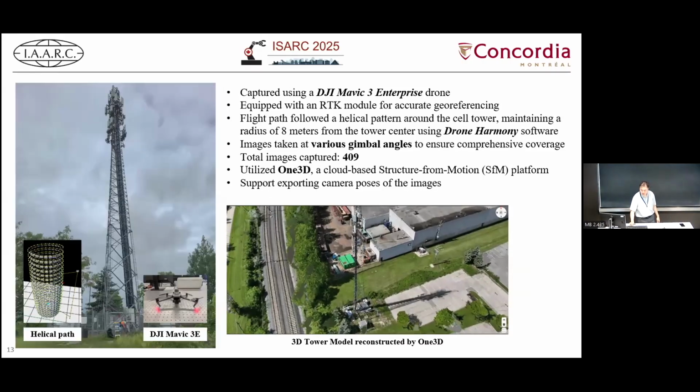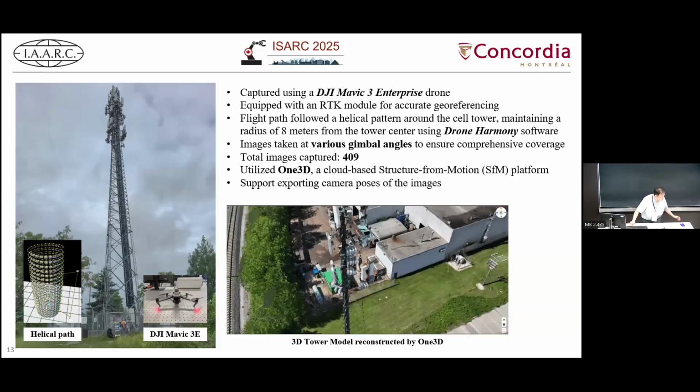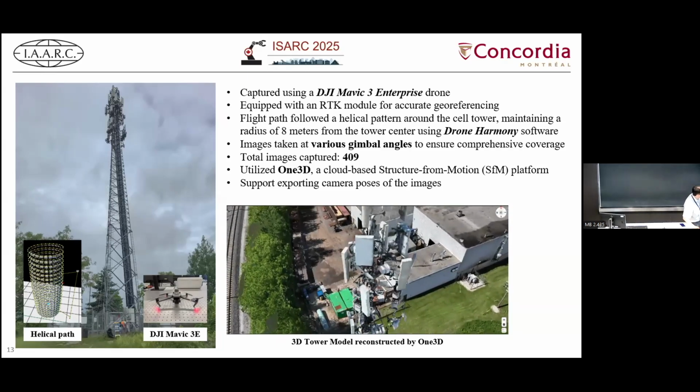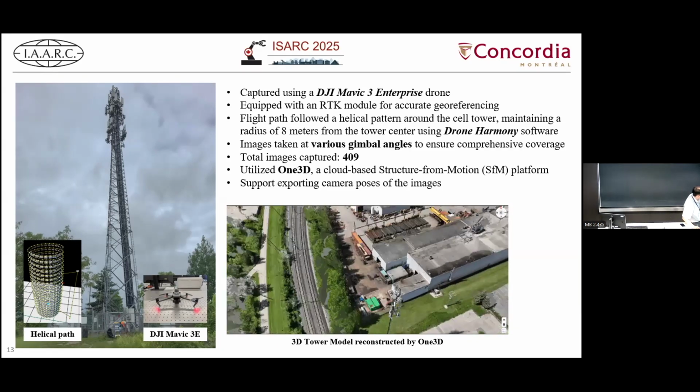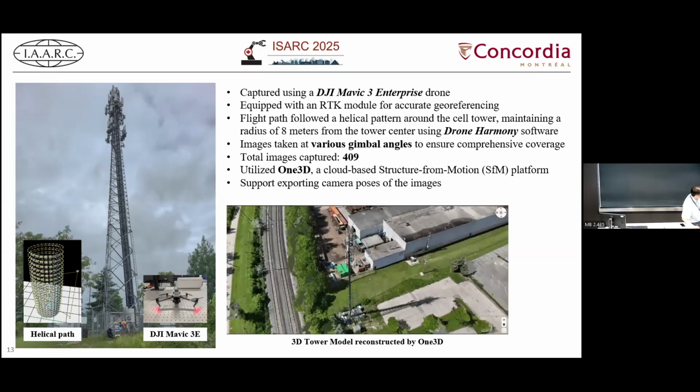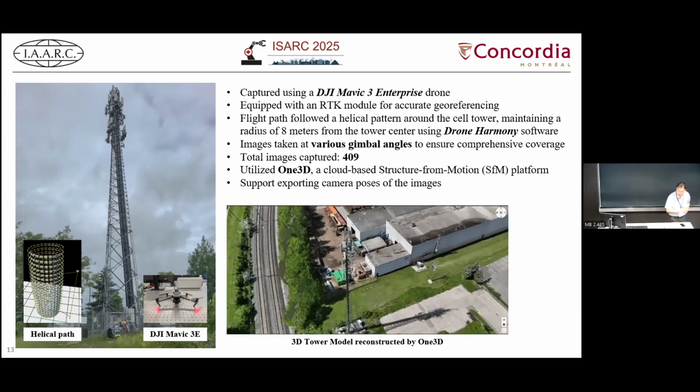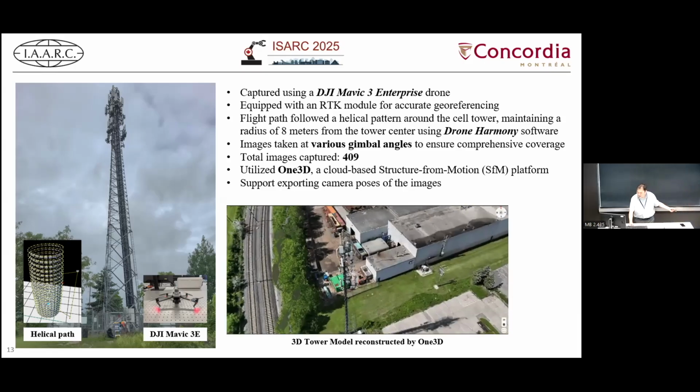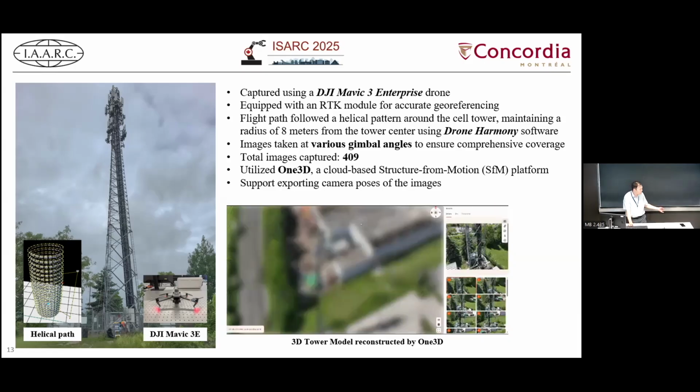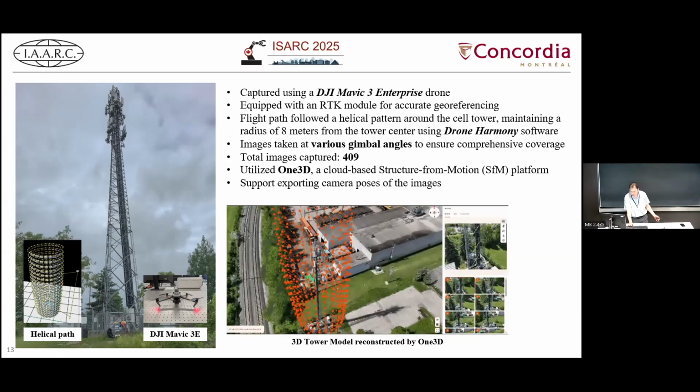So we tested this method in the real world, on a power structure. We are using the drone. We collected the data with a helicopter path. We collected 400 images, and then we used the 3D software. We used Pix4D, but it wasn't successful.